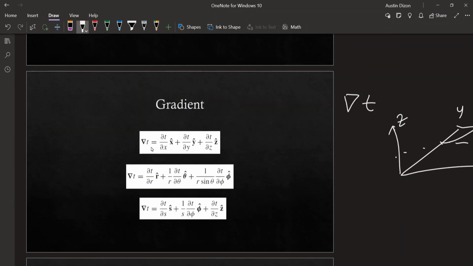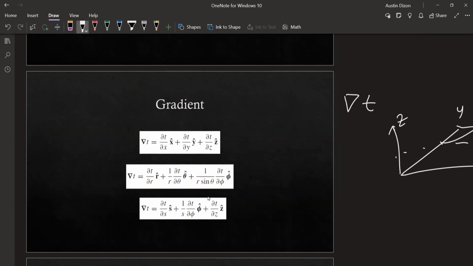Pag yung t mo nasa Cartesian coordinate system, itong katulad na dinrawing natin dito sa gilid, mas magandang gamitin na yung unang form ng gradient mo. Kapag yung t mo naka-express siya in spherical coordinates, pwede mong gamitin itong pangalawa. And then kapag naka-cylindrical coordinates naman yung system mo, kunwari naka-express siya sa s, phi, at z, yung z yung tangkad, yung s yung radius, yung phi yung rotational value mo, mas madaling gamitin itong baba.